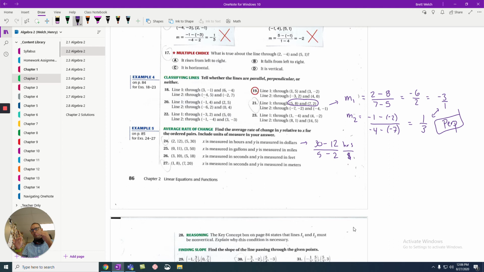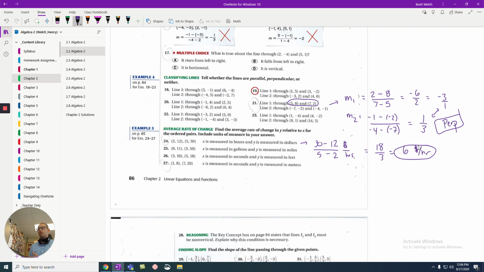I've got that backwards. Jeez, Mr. Welch, even I make mistakes sometimes. My y values are on top, so I want my y value unit to be on top, which would be dollars for the y's, and for my x's, it's in hours. Okay, that tells me my unit is going to be dollars per hour. So when I go 30 minus 12, that comes out to 18 over 5 minus 2 is 3. That should come out to be $6 per hour. Now, whether that's what you get paid or what you have to pay someone to use something, that's how we come out with a unit rate.